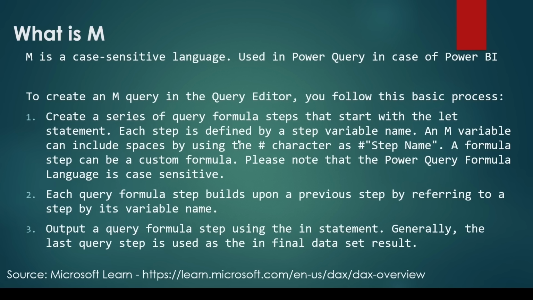So basically, if you don't have a space in your variable names, it could be simply a name. But if you want to give a space, then you have to use hash, and in the double quotes, you have to give the name with the space. So let's say my name of the step is rename columns.